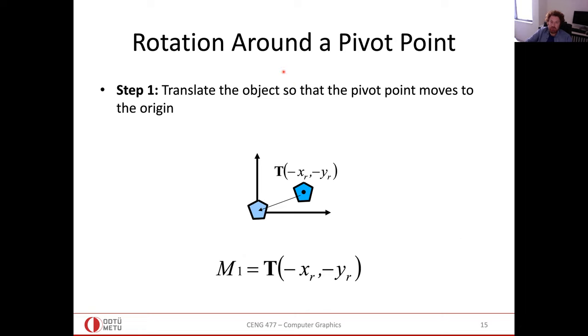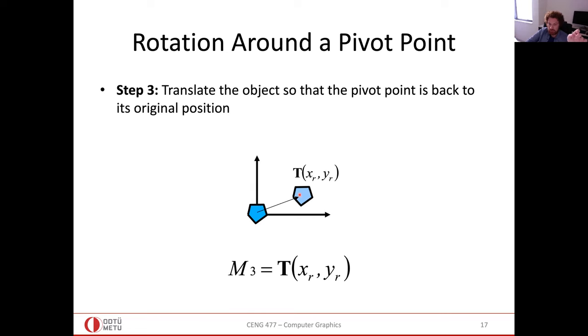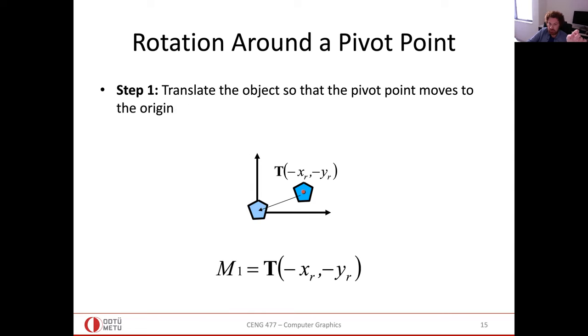So let's see examples about rotation around a pivot point, around the rotation point. So I want to rotate this guy around this region while fixing this point. I will nail it from here to the wall and I will rotate it around this. So in the end, I will have something like this upside down effect, right? Upside down after 180 degree rotation.